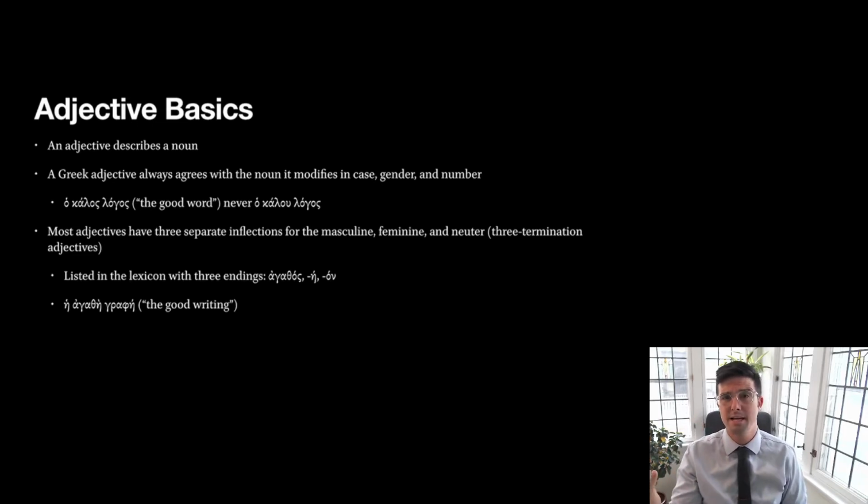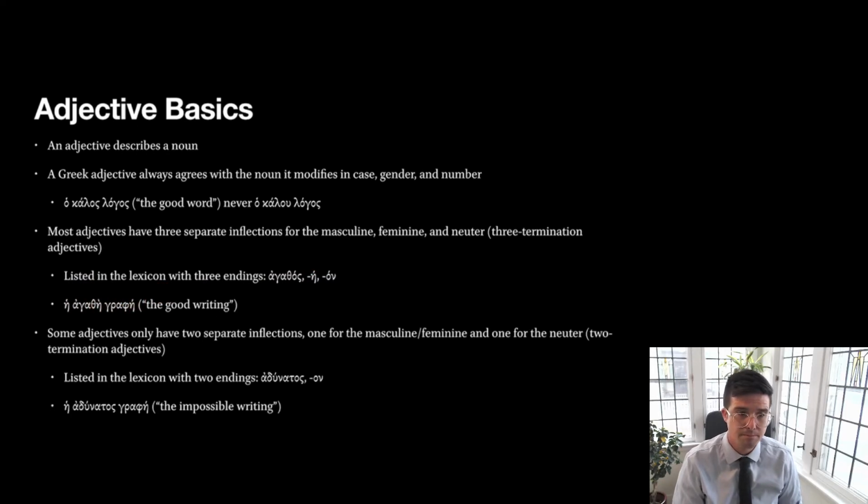And we have said again previously that most adjectives have three different inflections, that they are going to look different for the masculine, for the feminine, and the neuter. We call these three termination adjectives. That is, they have three different endings, three different terminations. In this case, we have the -ος of the second declension ending, the -α of the first declension ending, and the -ον of the second declension neuter ending. So here the example, ἡ ἀγαθὴ γραφή, to get us a feminine first declension example in here.